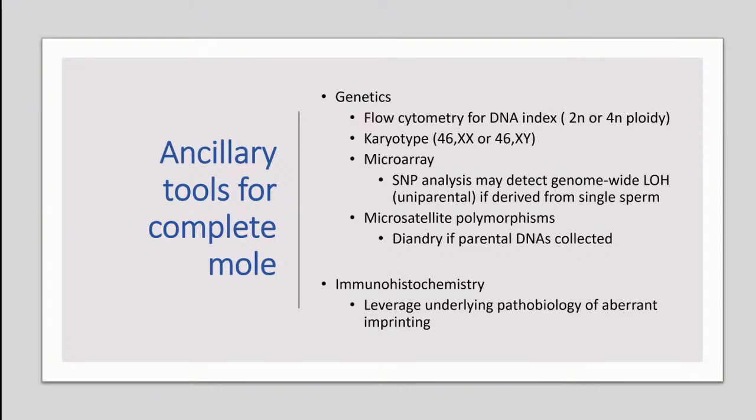Many years ago, the principal tool was flow cytometry for DNA index, and they would either be 2N or 4N tetraploid and the corresponding DNA index. With time and penetration of karyotyping, these have normal karyotypes, so that doesn't always advance the cause very much. Microarrays are now much more frequently used, and I imagine within time these will be the frontline tool supplanting karyotyping.